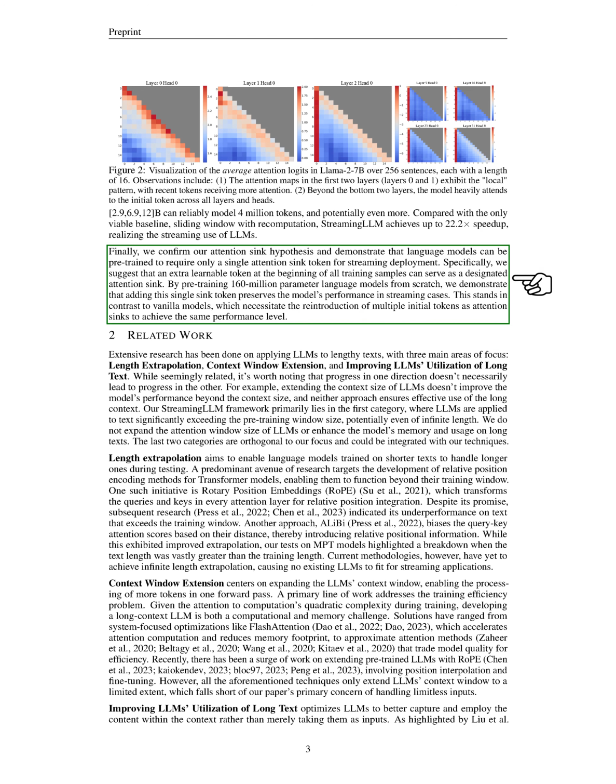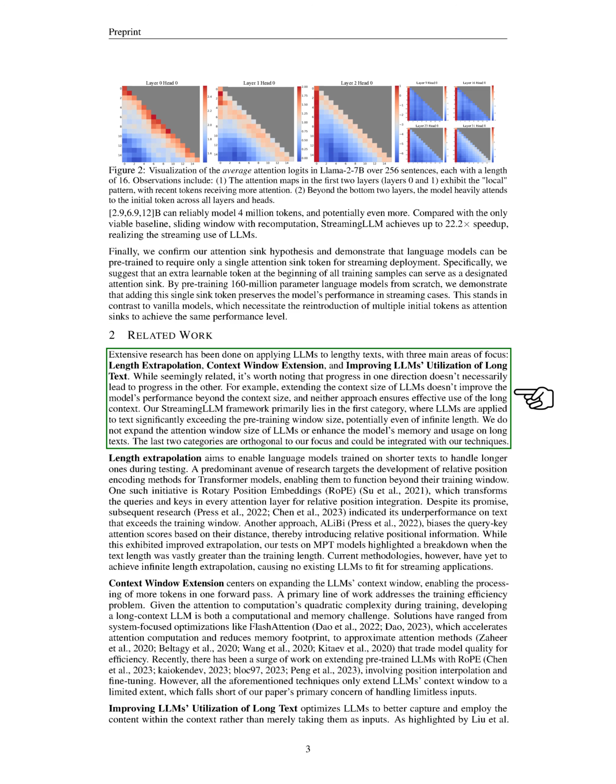We also confirm our attention sink hypothesis and demonstrate that language models can be pre-trained to require only a single attention sink token for streaming deployment. Specifically, we suggest that an extra learnable token at the beginning of all training samples can serve as a designated attention sink. By pre-training 160 million parameter language models from scratch, we demonstrate that adding this single sink token preserves the model's performance in streaming cases. This stands in contrast to vanilla models, which necessitate the reintroduction of multiple initial tokens as attention sinks to achieve the same performance level.